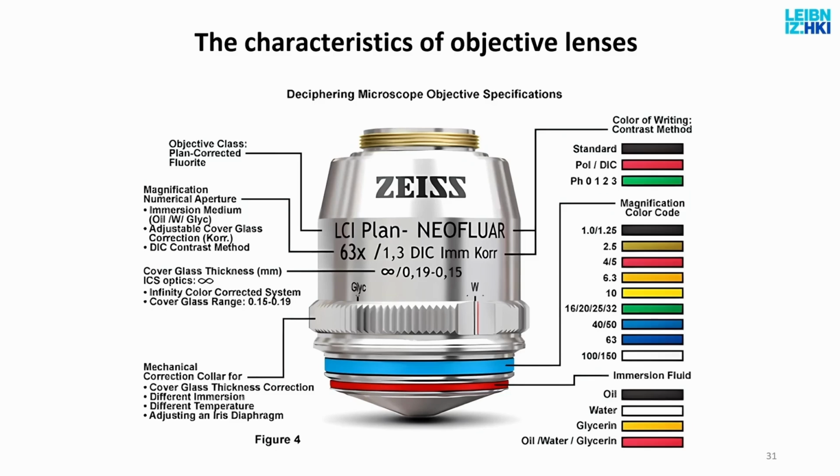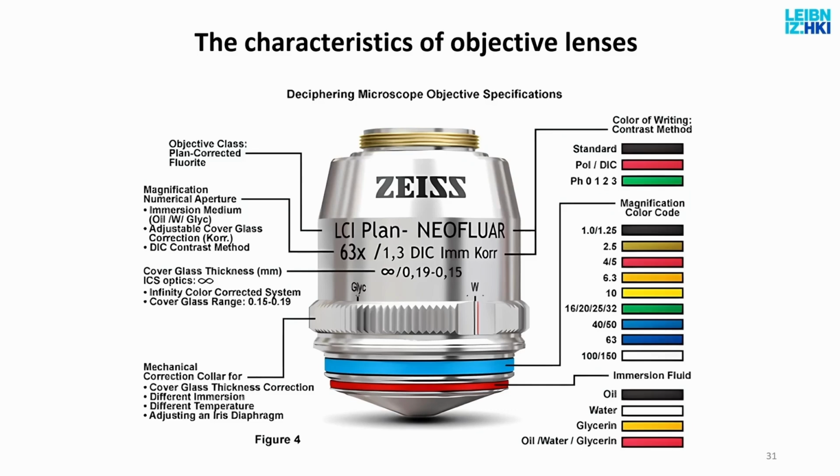And this means that if I put a cover slip between myself and the objective lens, I can set the microscope lens up according to how thick this cover slip is. And this range indicates how thick this cover slip can be. In this case, it can be between 0.19 millimeters, 190 microns, and 150 microns.